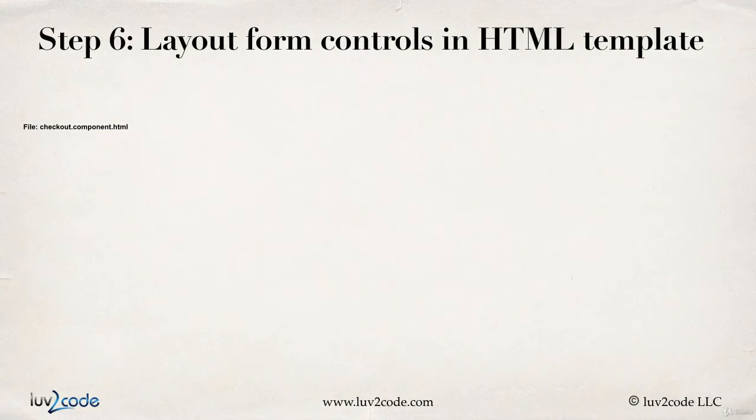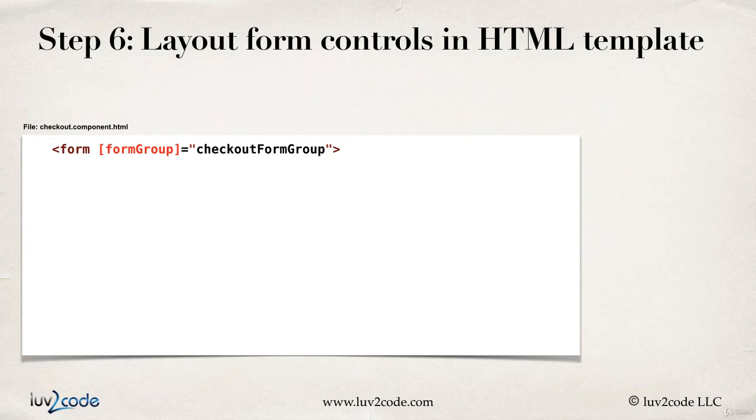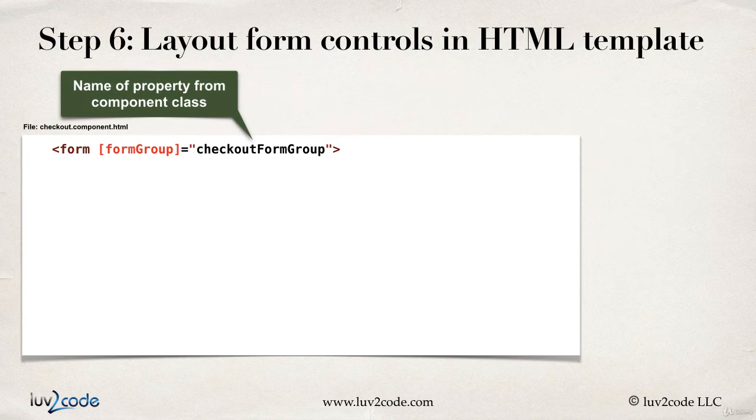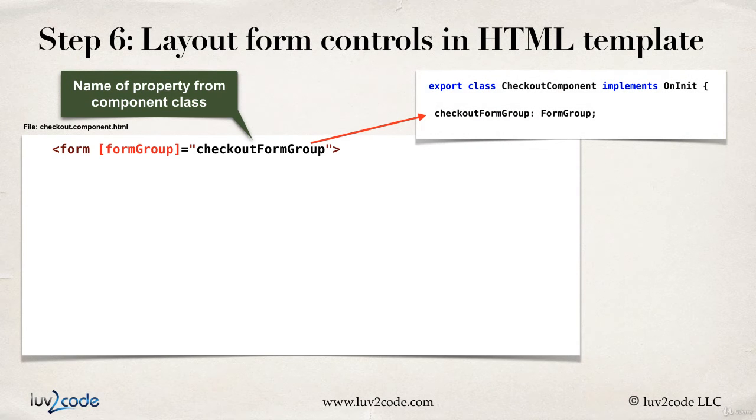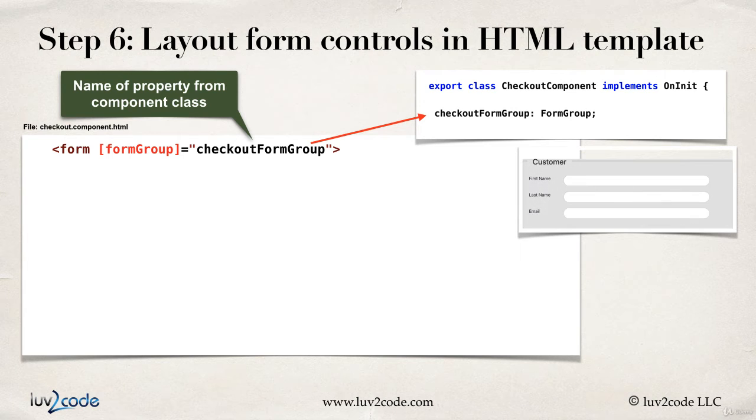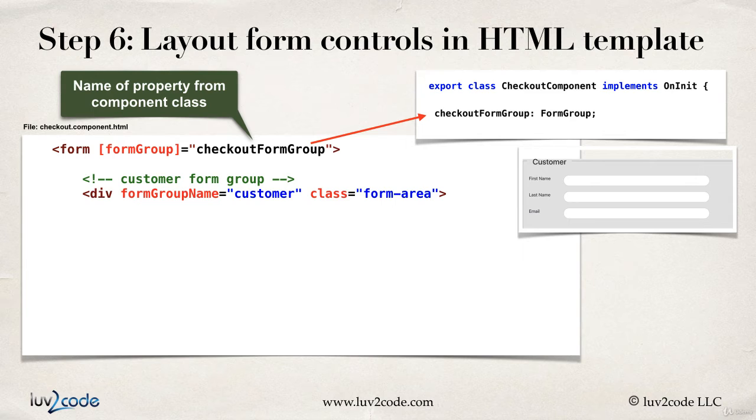Alrighty, so step 6 of laying out the form controls in the HTML template. So in our checkout component.html, we define this form group, and we give a reference to checkoutFormGroup. That's the name of the property from our component class that we just created. And then for customer, with first name, last name, email, we set up the customer group. So formGroupName of customer.